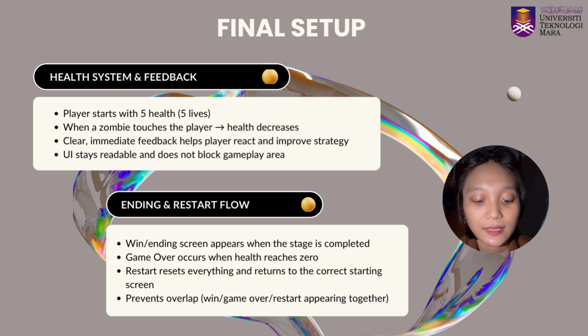For the ending and restart flow, the game shows a win or ending screen when the player completes the stage. And it shows a game over screen when the health reaches 0. After that, the restart function is used to reset the variables again and return to the correct starting screen. This ensures the game can be replayed smoothly without overlapping screens or leftover zombie clones.